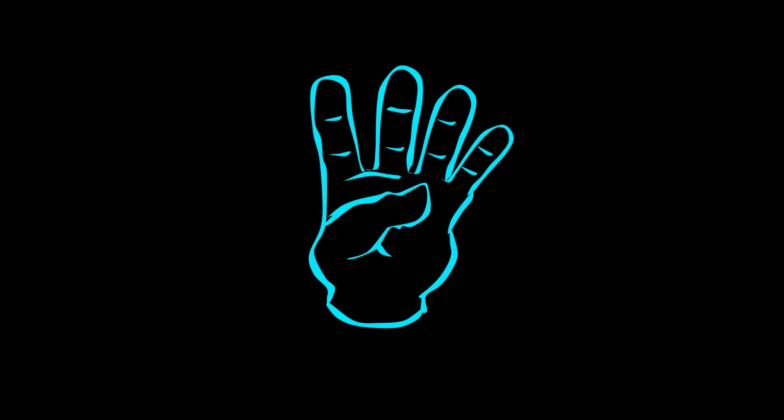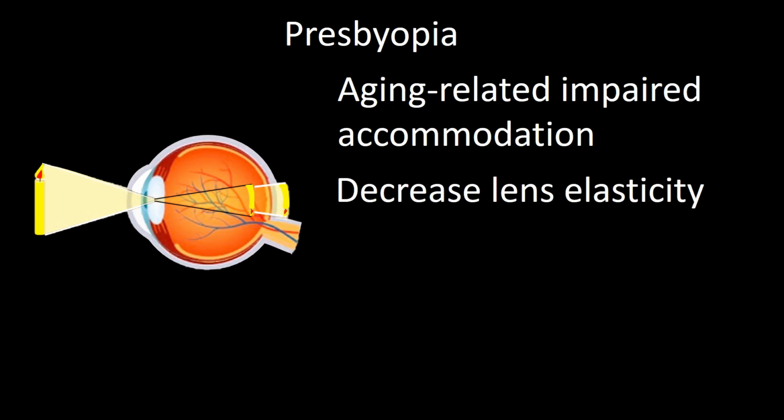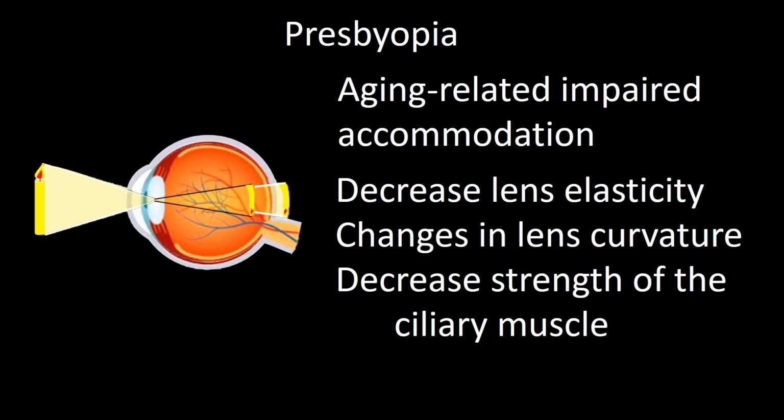The fourth condition is presbyopia. Presbyopia is defined as an aging-related impaired accommodation. It is due to changes in lens elasticity, changes in lens curvature, and decreased strength of the ciliary muscle. These factors bring about an inability to adjust to changes in angle of vision.